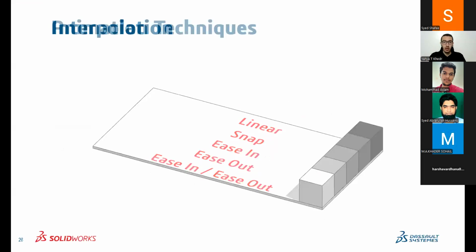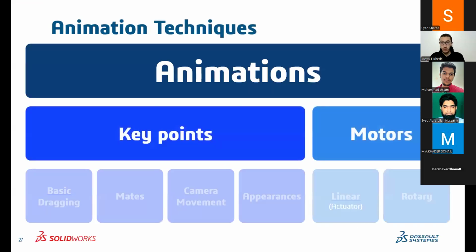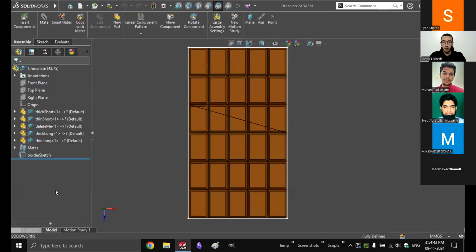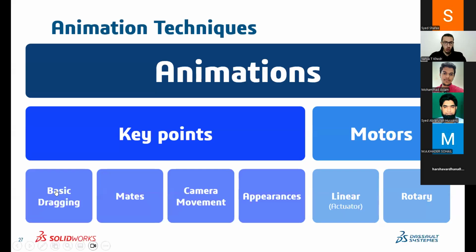Now let's talk about the animation techniques. Let's start with what's based on key points. This is the animation that we want to create right now. It's going to be an animation of this chocolate bar. And if you don't know this animation, let me just show it real quick.